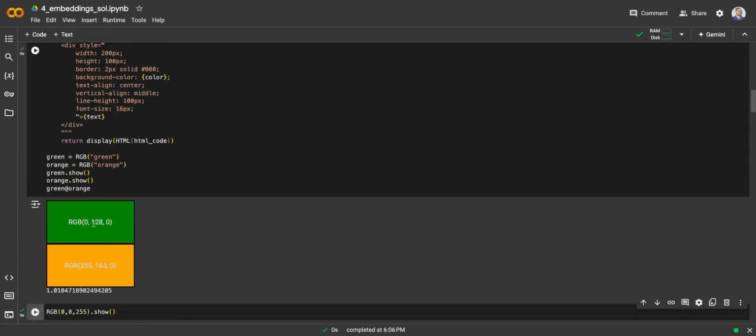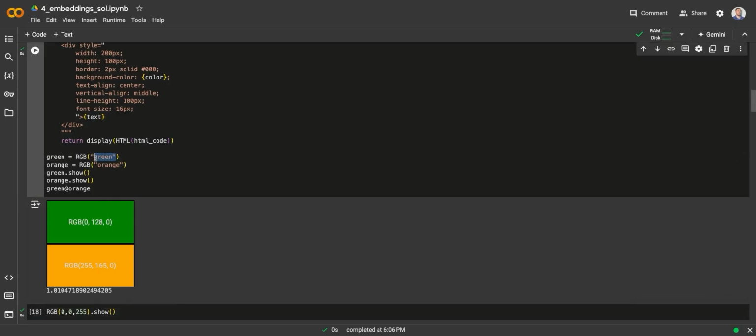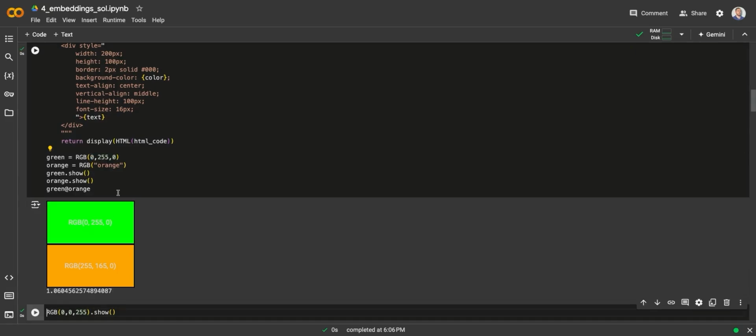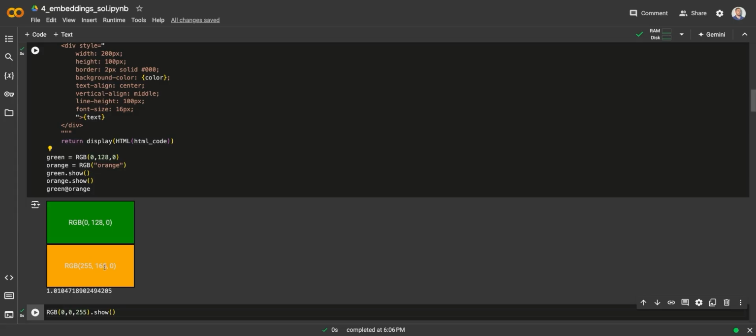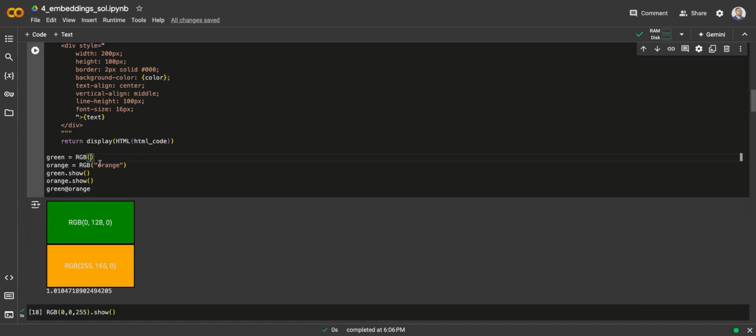Green is relatively easy, 0 on the red quantity. Actually, this is 128. We can even go greener. Oh, that's very green. Anyway, and 0 on the blue dimension. Orange is mostly red, somewhat green, and no blue. So this is the RGB representation.